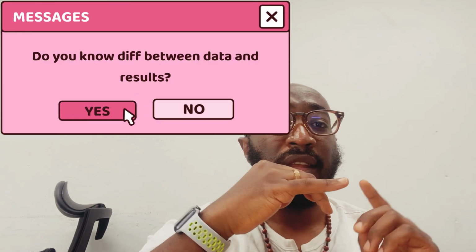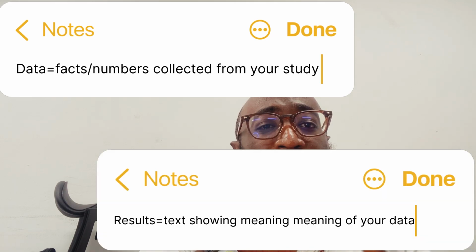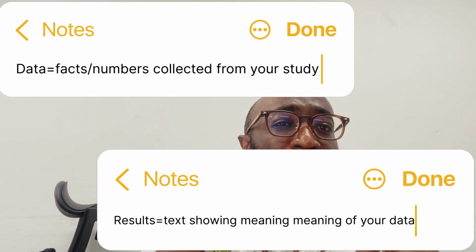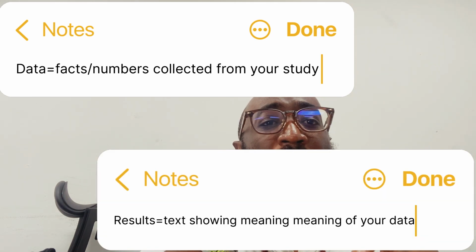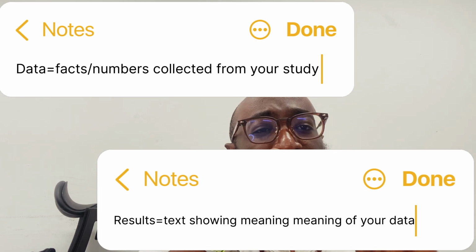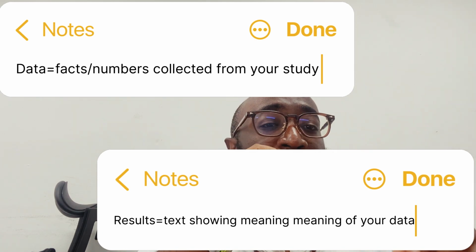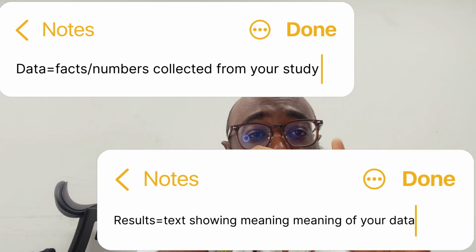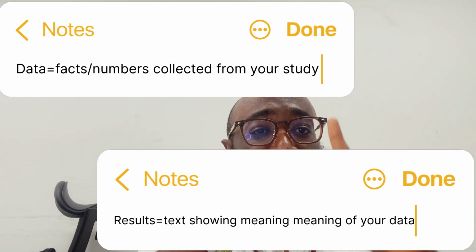One thing which I want you to take note of is the difference between data and results, because I'm going to be talking about it a lot as we go through. The data refers to facts and numbers which you collected from your research, while the results refer to text presenting the meaning of your research. It's very important you know this difference.